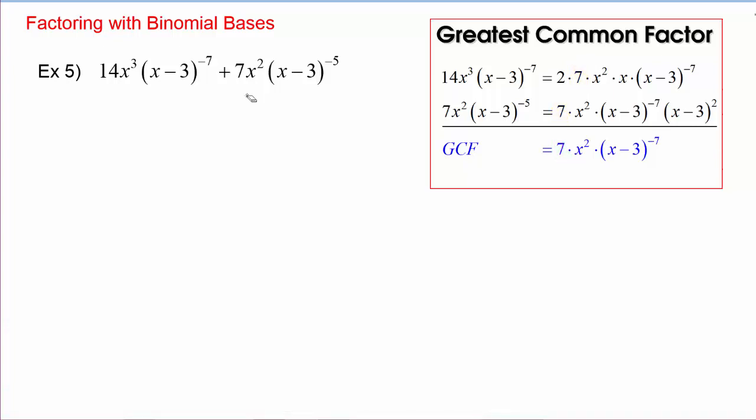For the x variables, we have x cubed and x squared, so the greatest common factor will be x squared. And for the x minus 3 factor, negative 7 is less than negative 5, so we'll be able to factor out an x minus 3 to the negative 7. So our greatest common factor is going to be 7x squared times x minus 3 to the negative 7th.